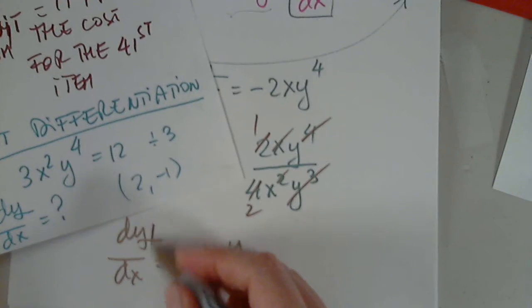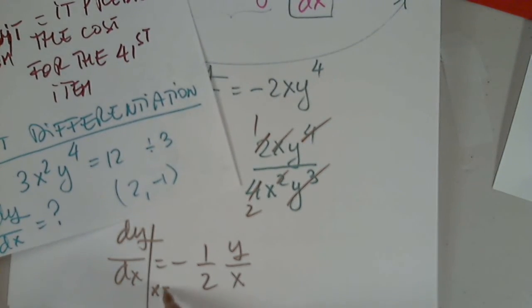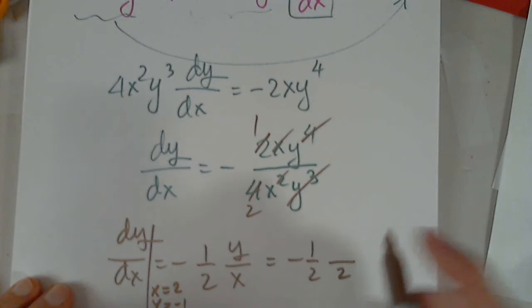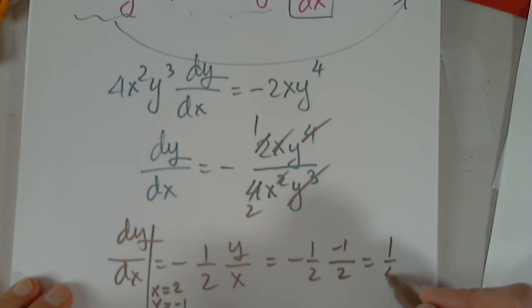At this point, I go back and I say, okay, it really tells me to plug in when x is 2 and y is negative 1. Fine. Negative 1/2, x is 2, y is negative 1. The answer, 1/4.